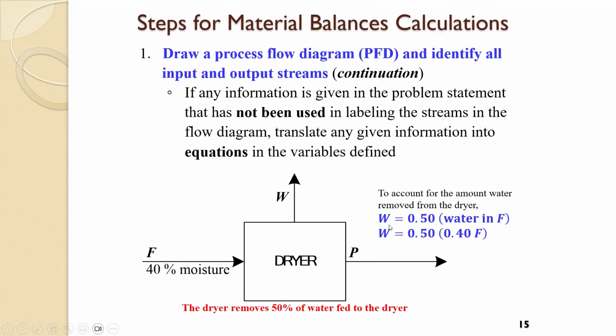So water removed is 50% of the water in F. What is the water in F? It's 40% moisture. So 40% of F is actually moisture. The remaining 60% of F is actually the product itself. So convert that into an equation.